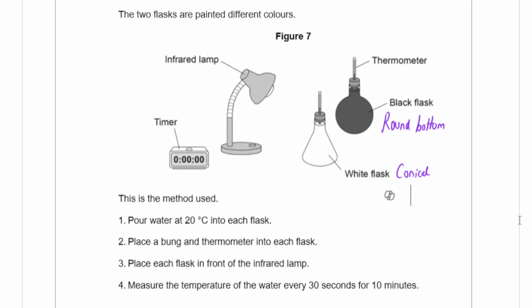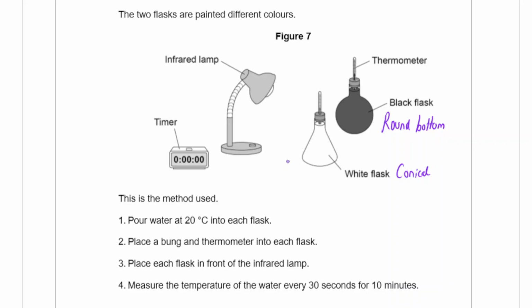So instead of keeping 2 different flasks of different shapes, it will be better to keep the same shape. It doesn't matter which one, because each shape would actually hold different volumes of water, and the surface area that is exposed to the infrared can actually change.